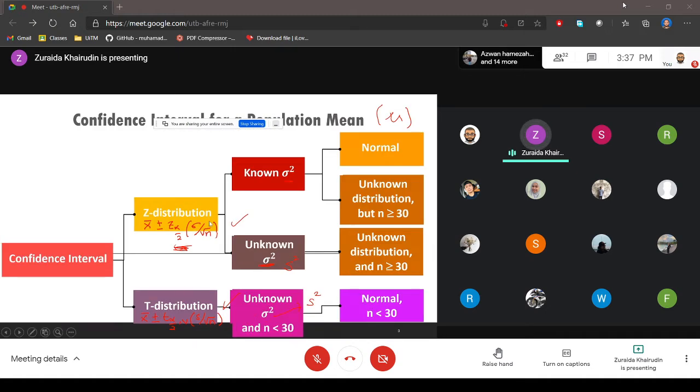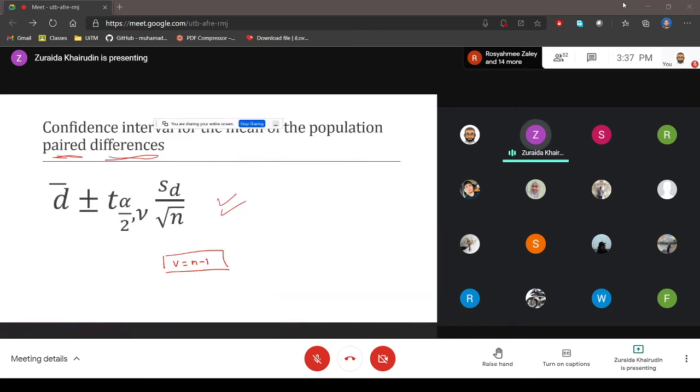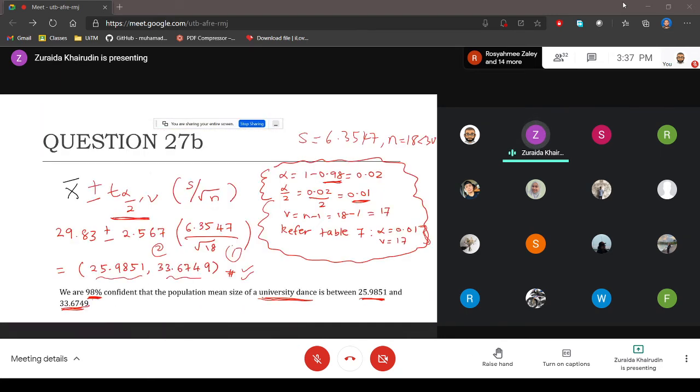Do you have sigma values? Population standard deviation? No, right? You don't have this. So you are going to use again T distribution. Why? Because you have information on S and also your N. N is only 13. See? Unknown variance, S square. Yes, I've got value of S square. And N less than 30. Yes, my N is 13. Okay. So you put that.